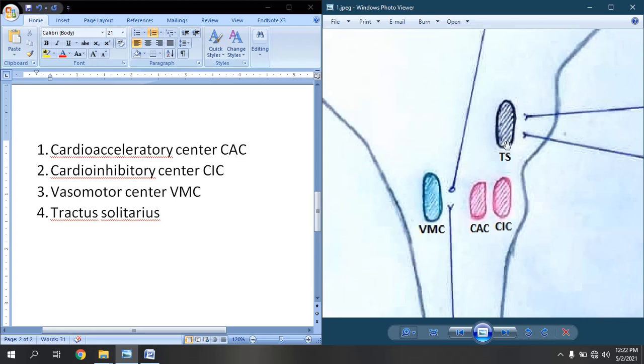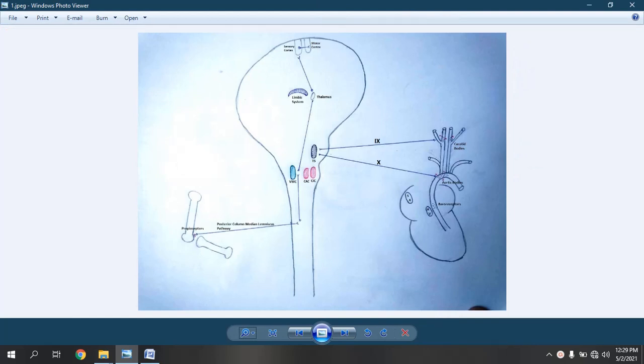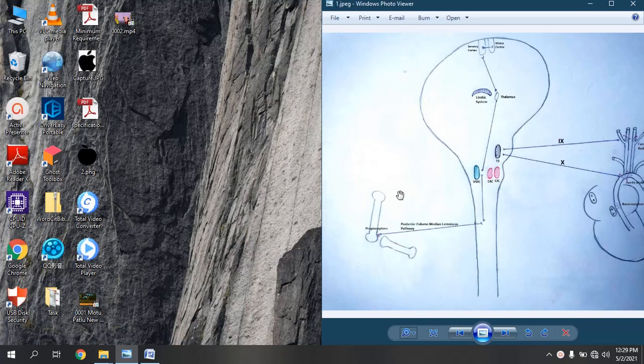The tractus solitarius works as the sensory area of the cardiovascular center, and this is present in the pons region of the brain stem. So the combination of these 4 nuclei is called the cardiovascular center, and the combination of these 4 nuclei control or regulate the blood pressure. To regulate the blood pressure, the central nervous system gets the signals or input signals from 4 distinct areas of the body. I'm going to discuss them one by one.